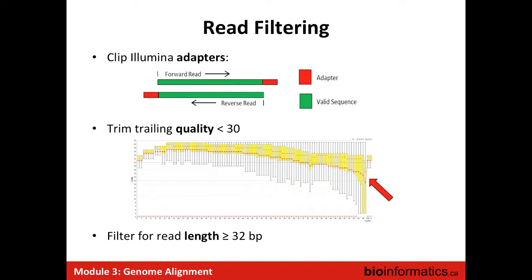We look at the quality. If the quality of the base is lower than the threshold we assume is good, we cut the base. And we go to the next base, and if the quality is still lower, we cut the bases until we get a base with a quality over the given threshold. Most of the time, we use 20 or 30 as a threshold.